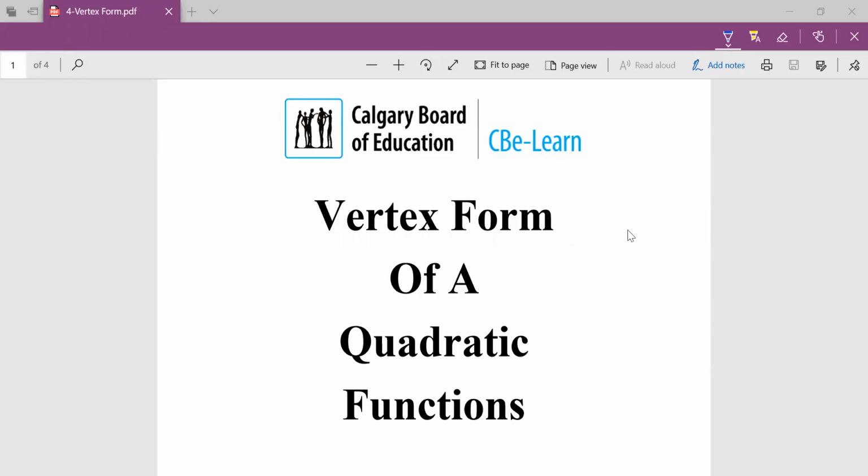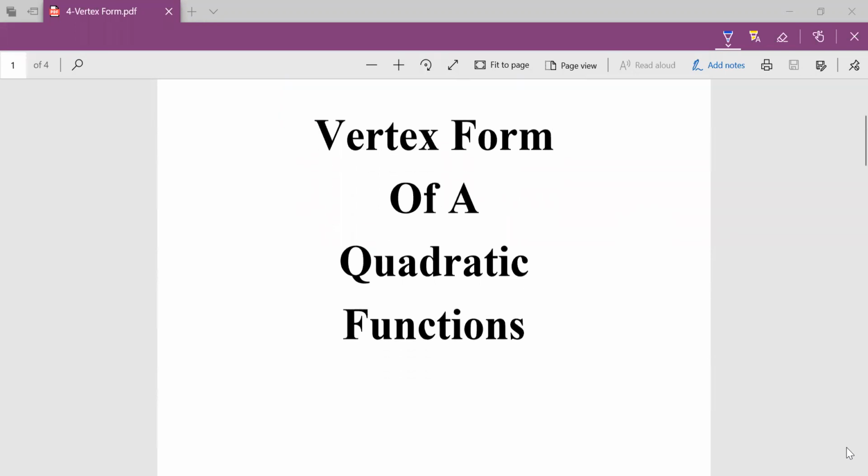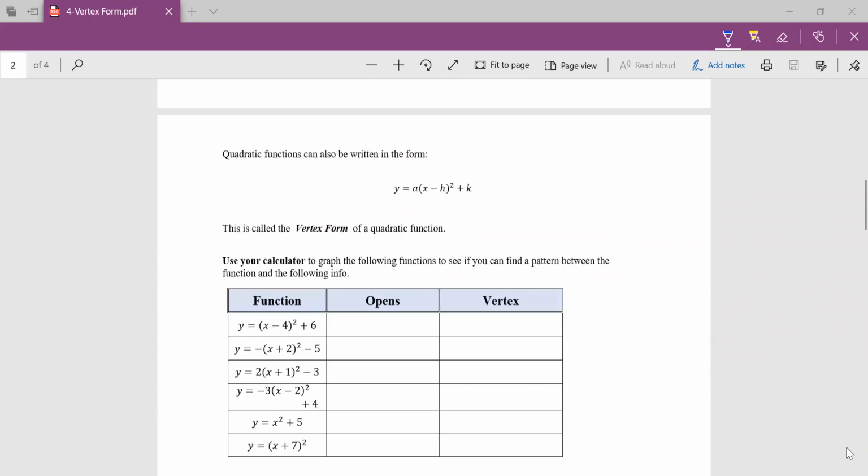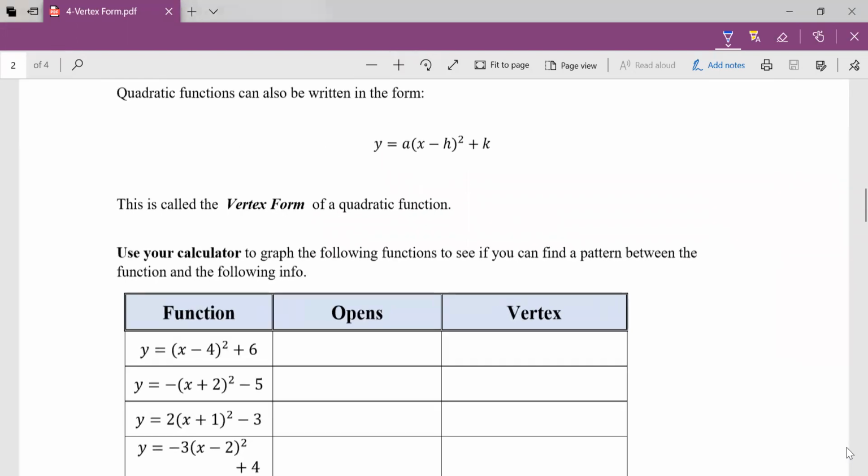Hey friends, here we are in another video about quadratics. This one's all about vertex form. So we've got factored form already from last time. Remember, factored form gives us the x-intercepts. So the vertex form, guess what, is going to have something to do with the vertex. Big surprise.